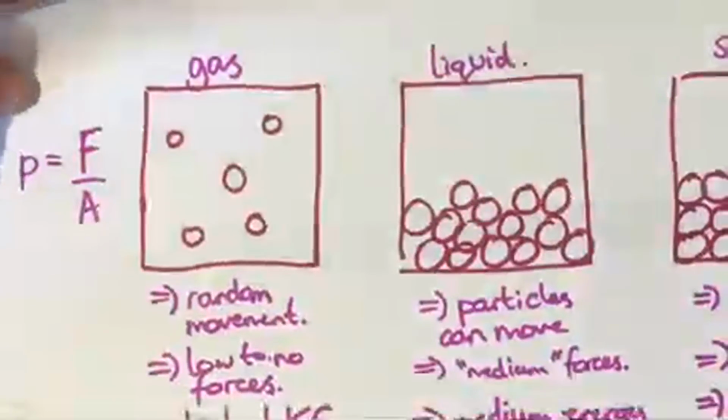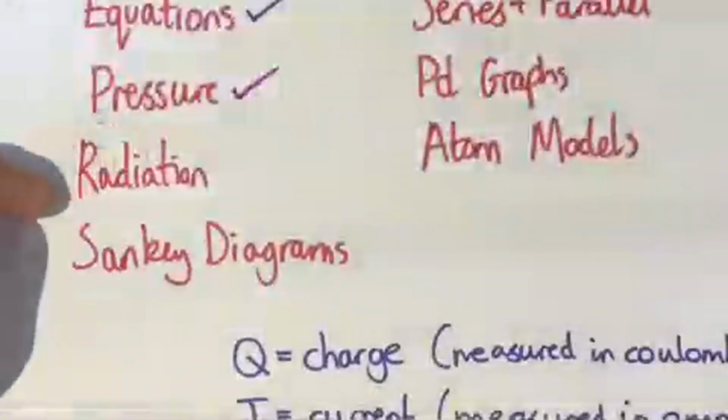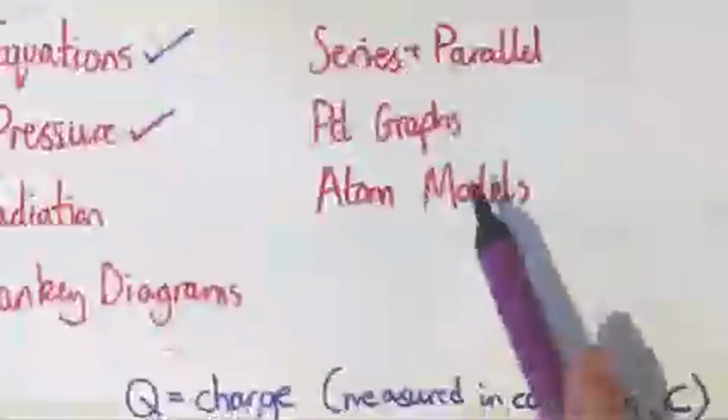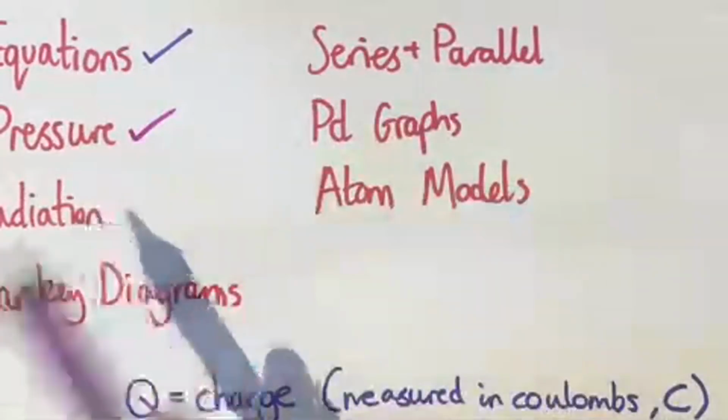That is not on the list, you'll notice. So they might give that. If they want you to do that, they'll give it to you. Okay. That is pressure and also the particle model there. So that's that one. Radiation. I'm actually going to combine that with atom models. So we're going to do atom models and then we'll do radiation.